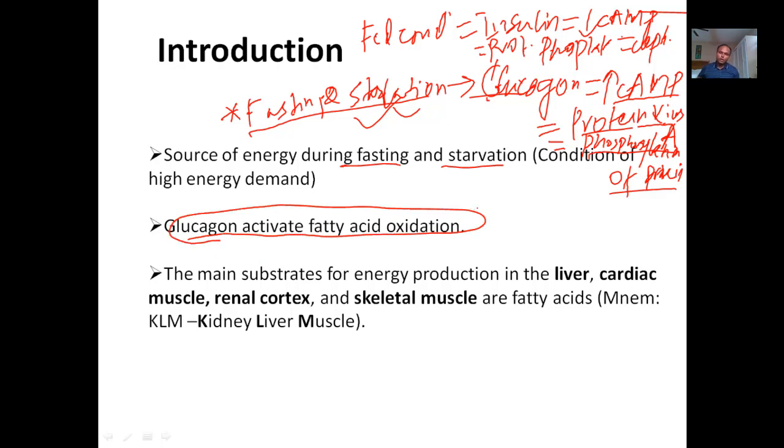activates fatty acid oxidation. Now, fatty acid oxidation happens in almost all tissues. So, major tissues in our body are liver and muscle, skeletal muscle and cardiac muscle. So, these tissues utilize fatty acid in very high quantity. And renal cortex, not medulla, renal cortex. Renal medulla always utilizes glucose. So, renal cortex, cardiac muscle, both cardiac and skeletal muscle, and liver utilize fatty acid during fasting condition.